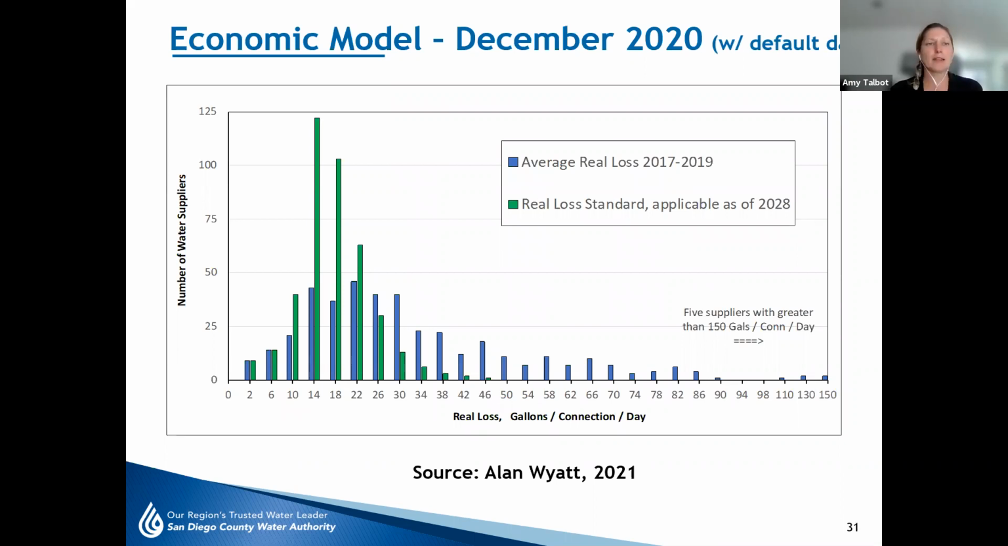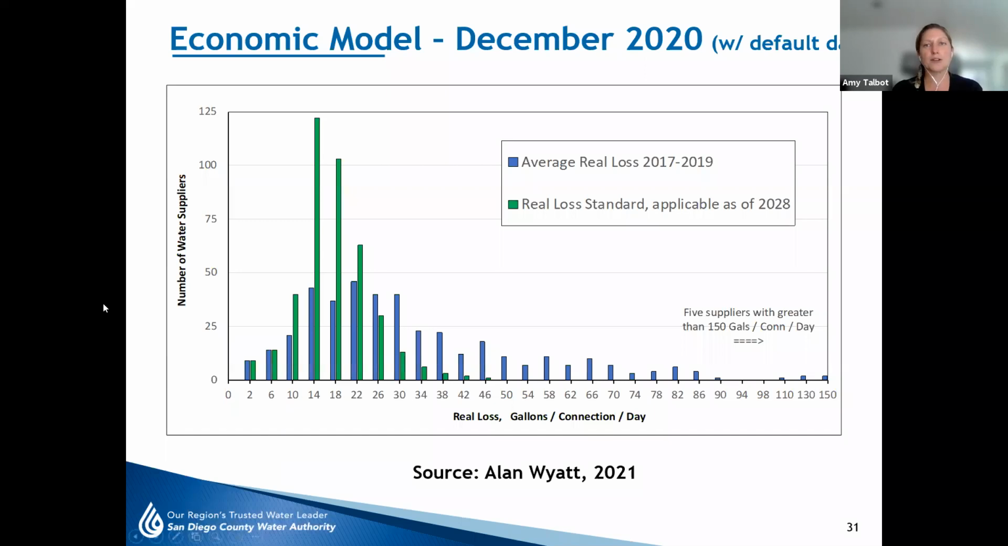Another way to look at that table is with this chart. You can see here, the blue is the average real loss of all the 400 agencies from 2017 to 2019 audit data, all accumulated. That's where everyone's at now. You can see the breakout in real loss and gallons per connection per day there at the bottom. The green bars represent the real loss standard as applicable in 2028.